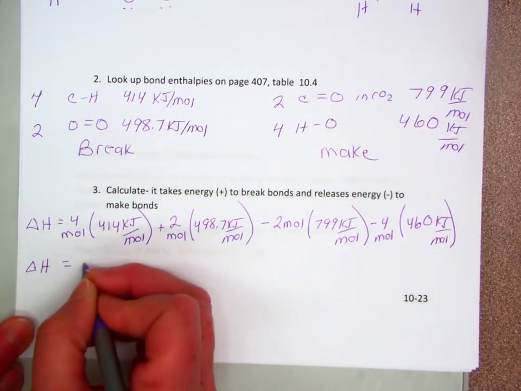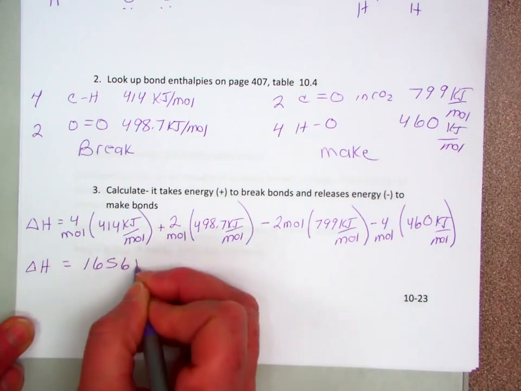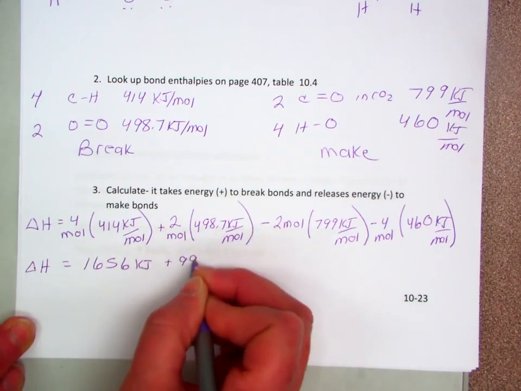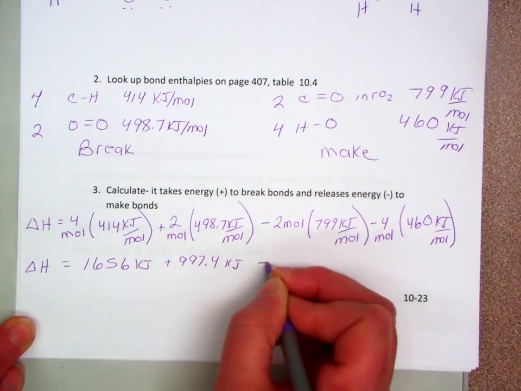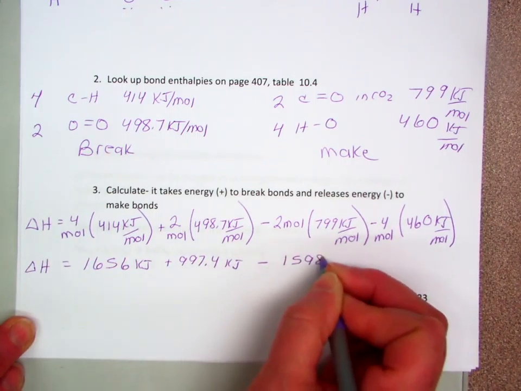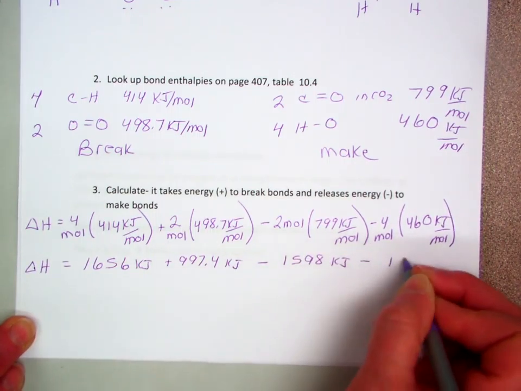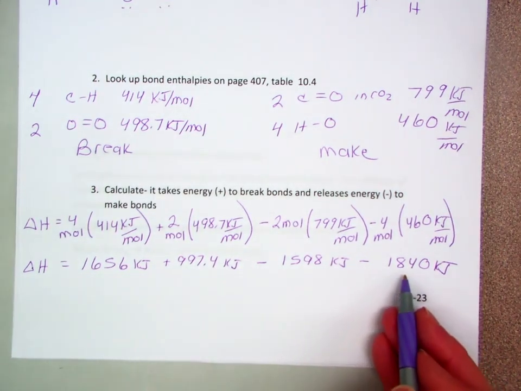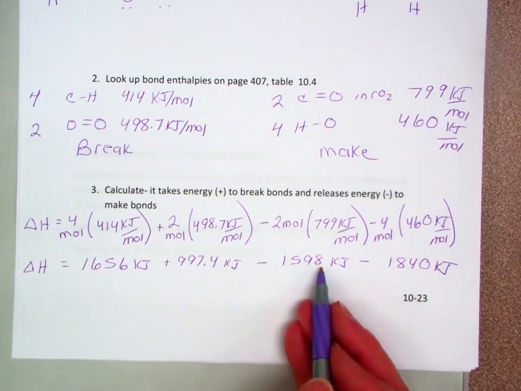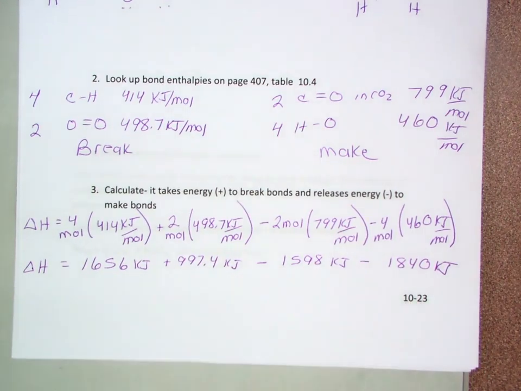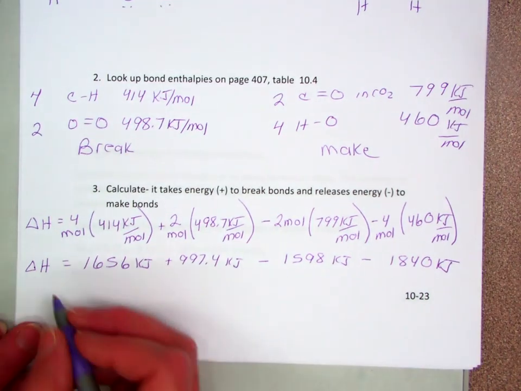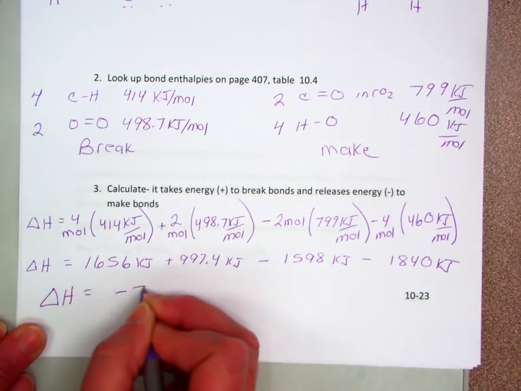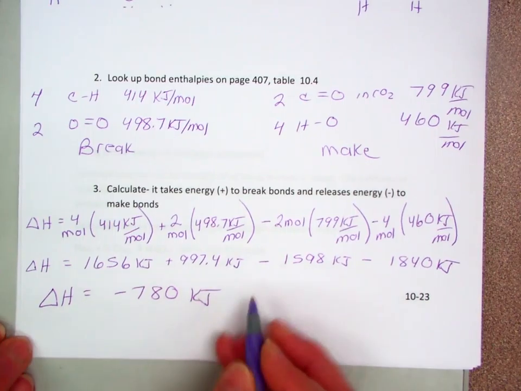So the enthalpy change is 1,656 kilojoules plus 997.4 kilojoules minus 1,598 kilojoules minus 1,840 kilojoules. As we add these all up now, we follow the sig fig rules for adding, and this one stops in the tens place. Here I stop in the ones place, the tenths, and the ones, so I have to stop in the tens place, so delta H is negative 780 kilojoules.